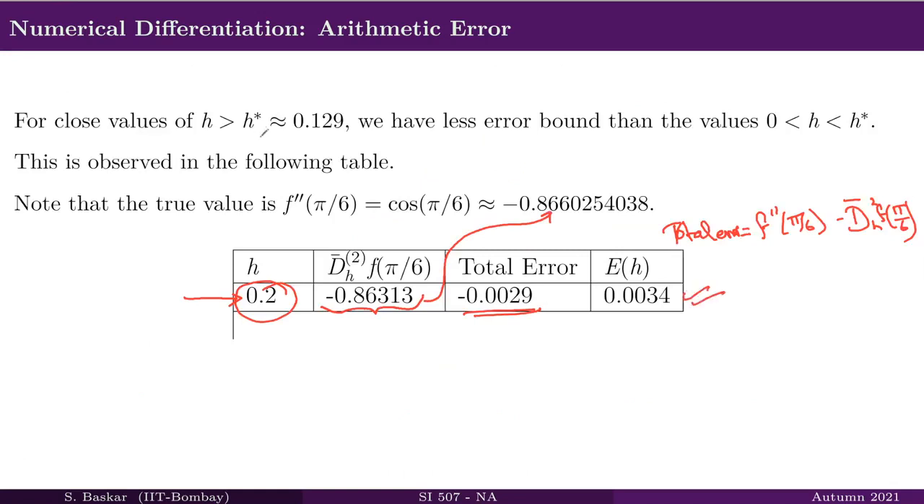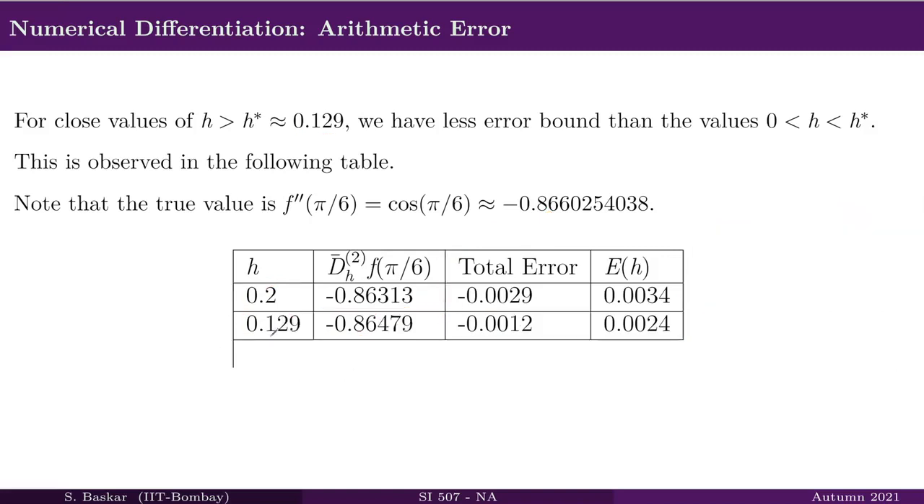Now you see the critical value is 0.129. I have taken h equal to 0.2. Therefore, your h star is somewhere here. I have taken my h here. So you are supposed to have nice total errors when you are staying in this part. Now I'm taking h equal to 0.129. This is exactly the critical point. And the central difference formula gives us this value.